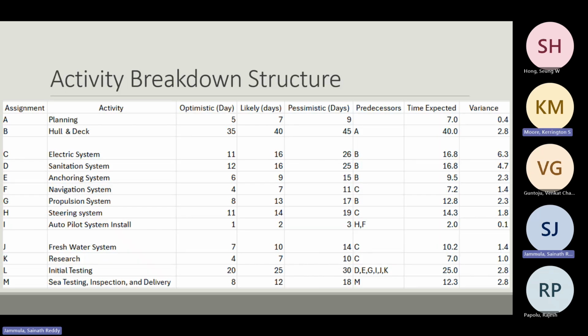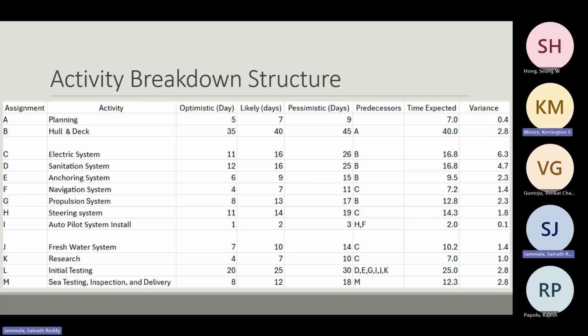Yeah, so talking about our activity breakdown structure and how we broke it down here. In the WBS, we obviously had a lot more there because you have the planning of each individual one, the ordering of each section, and all of that. So here we just start with planning. We move on to hull and deck. Then we do each individual system. So we have the electrical system, the sanitation system, anchoring, navigation, propulsion, steering, and then the combination of two of them with the autopilot install. Then we move on to freshwater, finally research, and then we go into our testing, our initial testing, sea testing, inspection, and delivery.